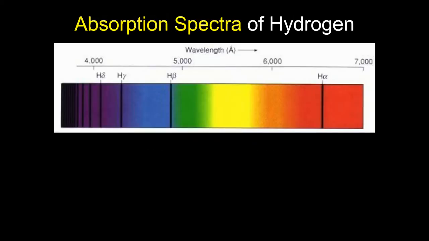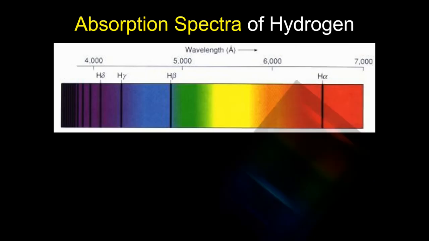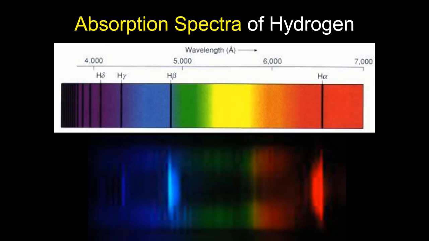A similar spectrum is produced when light shines through a gas. However, in this case, certain colors or wavelengths are absorbed by the gas. So you have a continuous spectrum with black lines where that particular wavelength is absorbed. These black lines occur at the same wavelengths as the emission spectra bright lines. So an emission spectrum shows the bright lines at certain wavelengths, while the absorption spectra shows black lines at those same wavelengths.